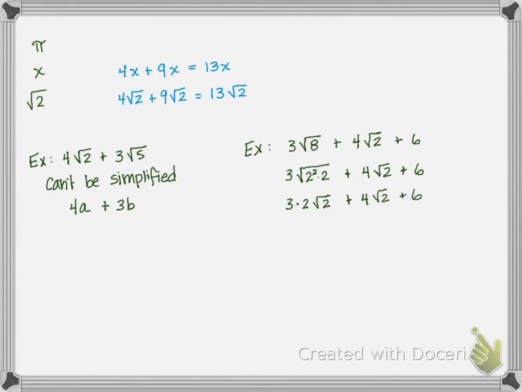Notice that I multiplied the 3 and the 2 because this operation right here is multiplication. So when I pull that 2 out of the radical, I'm multiplying by that coefficient. So we get 6 times the square root of 2 plus 4 times the square root of 2 plus 6. Well, I have like terms now, so I can add 6 times the square root of 2 plus 4 times the square root of 2 to get what? 10 root 2 plus 6. Good. So we have 6 plus 10 times the square root of 2.